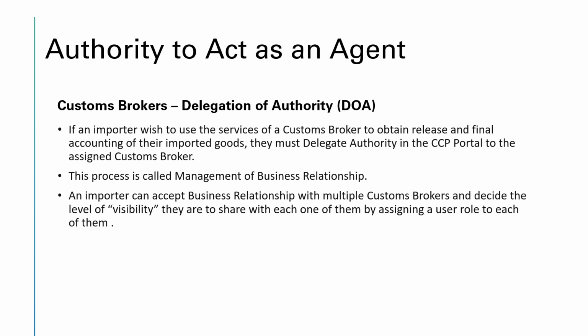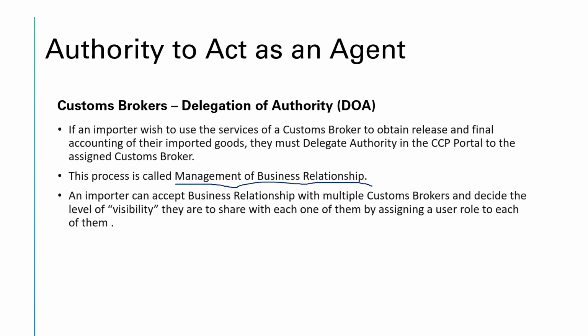We have spoken about the customs broker being able to process CAT forms in the portal, but to do that, the importer of record needs to delegate authority to the customs broker within the portal. That is called the management of business relationship. Basically, they have to accept the relationship with the customs broker. An importer can accept as many customs brokers as they want and give them different levels of visibility of what they want to share, and they can assign different roles to each customs broker.